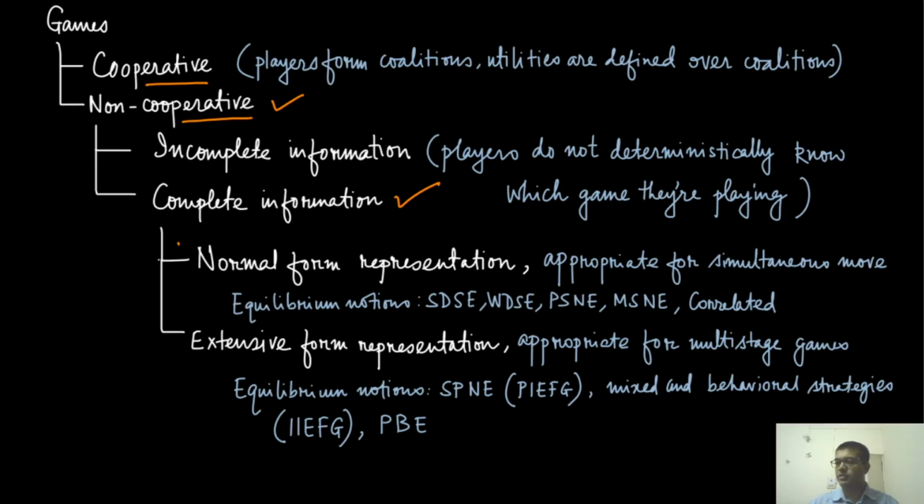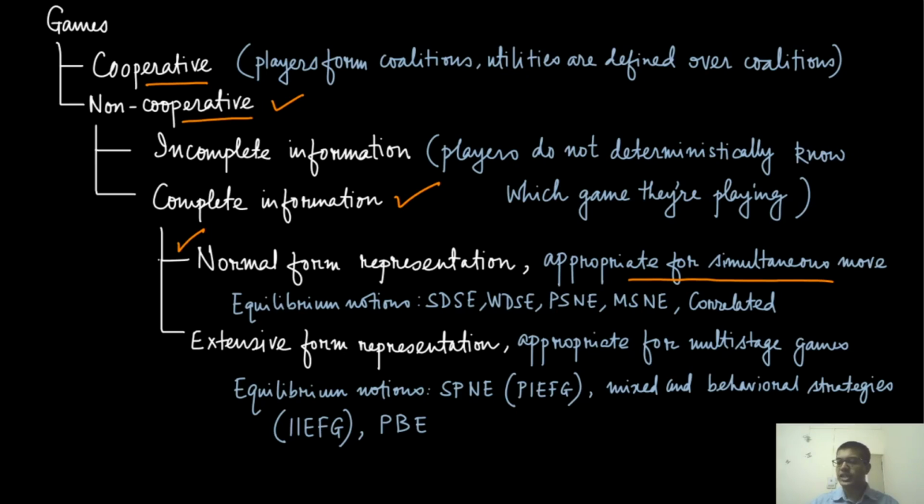This can be further classified into normal form representation. Games with complete information in the non-cooperative setting can be represented in normal form, and we have seen this is appropriate for games that have simultaneous moves, and the equilibrium notions that we discussed: strongly dominant strategy equilibrium, pure strategy Nash equilibrium, mixed strategy, and correlated strategies, etc.